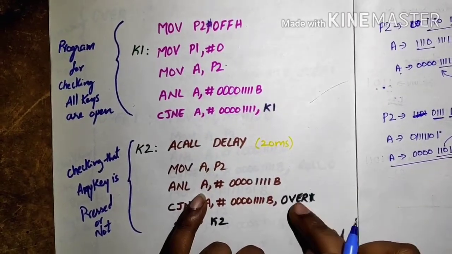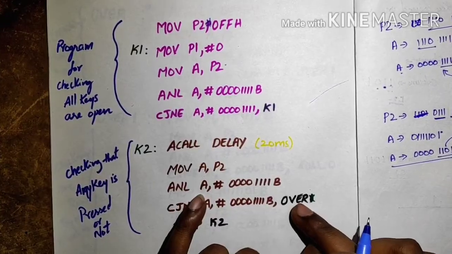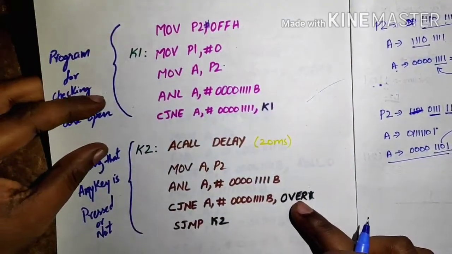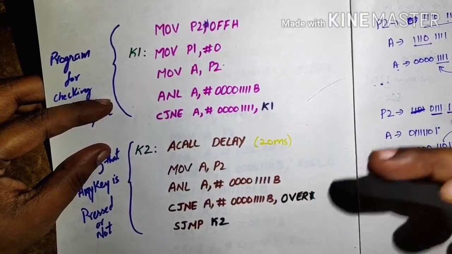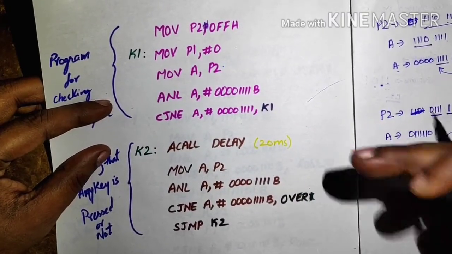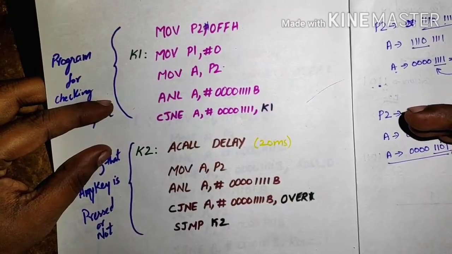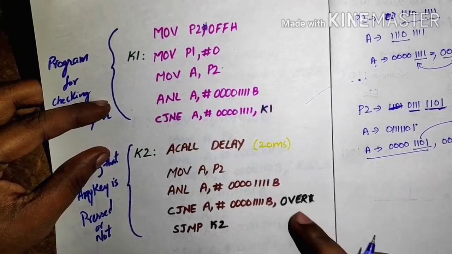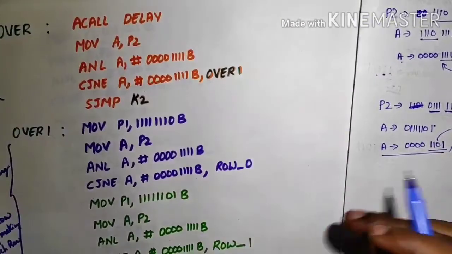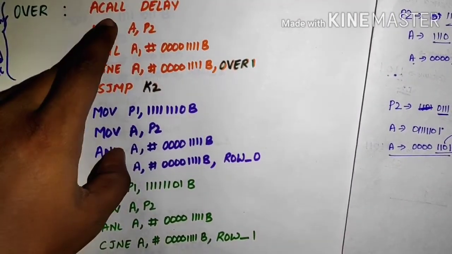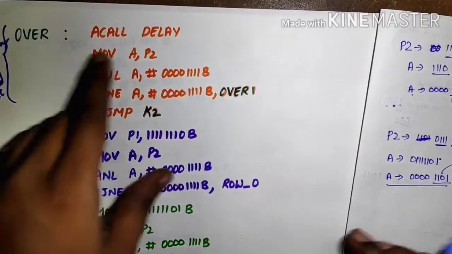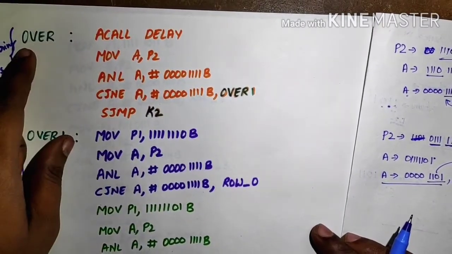jump to some location, a subroutine called over. That means here a key has been pressed. Now we have to wait a particular amount of time and again confirm the key press. For that we are going to the next location called over, where we are calling delay. Our program came here as it identified a key press.